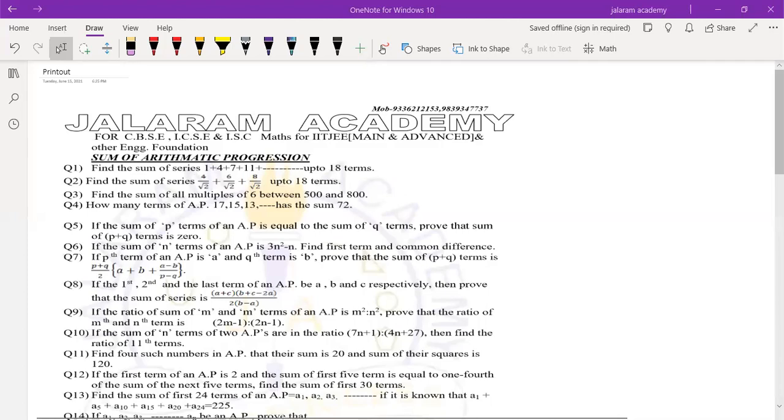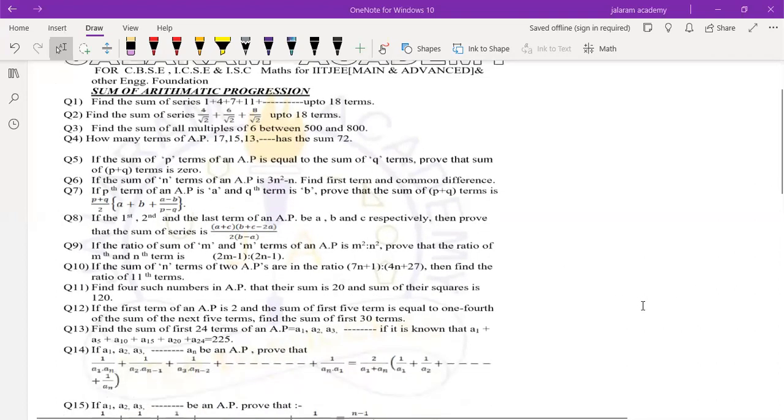Students are asking a lot of doubts in questions related to sum of arithmetic progressions. So we will discuss them. Like question number 11, 10. Okay. Question 10. We start with question number 10.